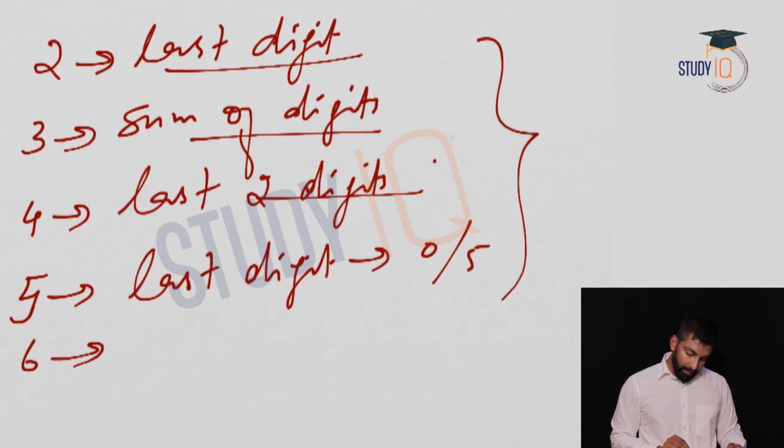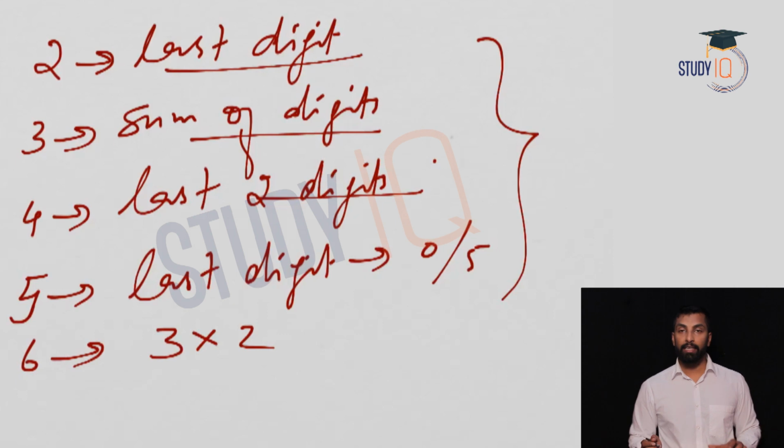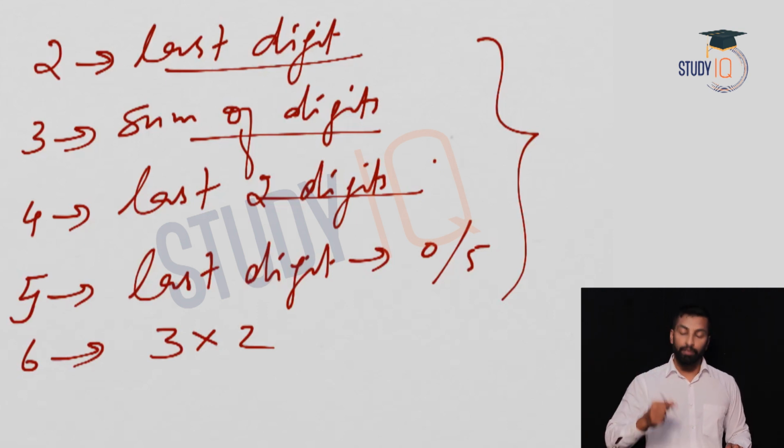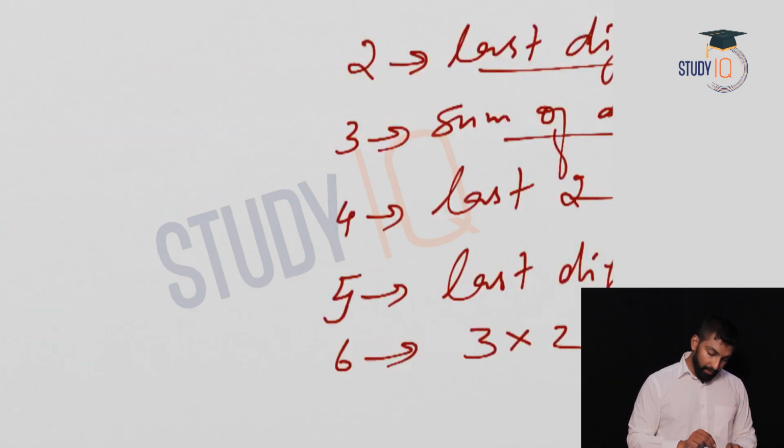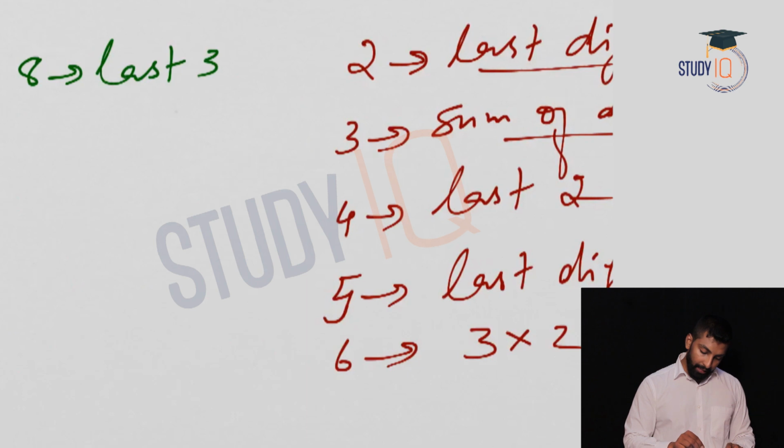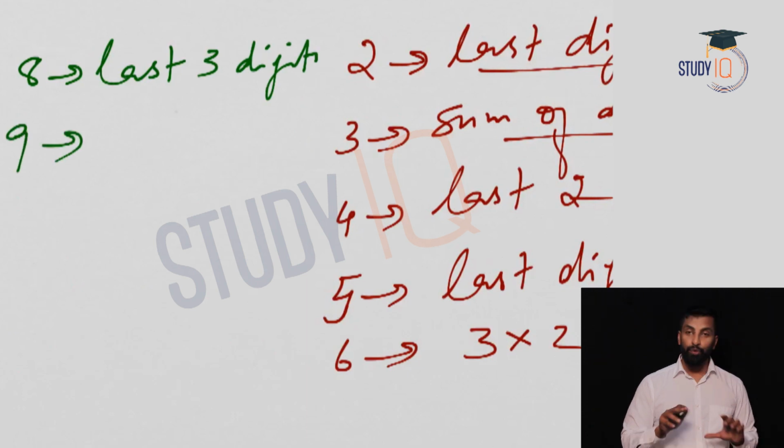Then 6, 3 into 2 is what? 6. So divisibility of 3 we know, sum of digits. Divisibility of 2, even number. Okay, so you will check whether the number is divisible by 2 and 3, then it is divisible by 6. Then divisibility of 7 we will discuss now. Divisibility of 8, last 3 digits. Divisibility of 9, very interesting.